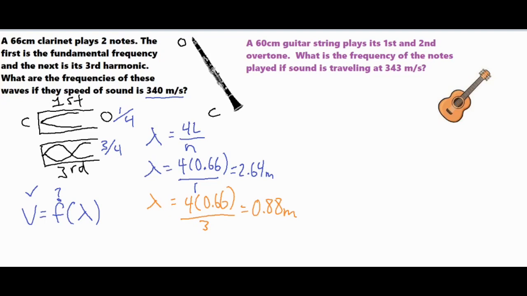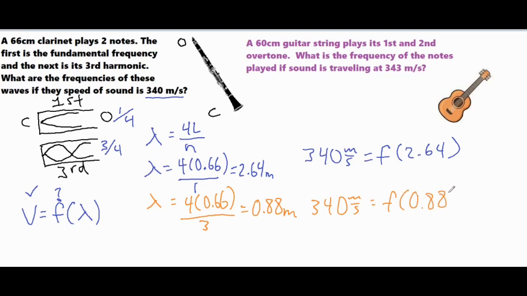Now our calculations for those are going to look pretty similar. We're going to have the same velocity of 340 meters per second because the velocity isn't going to change unless the temperature of the room changes. So that's a non-factor for this kind of problem. And that equals the frequency times the wavelength. And then for our second one, it's still 340, and that equals frequency times our wavelength for this one.